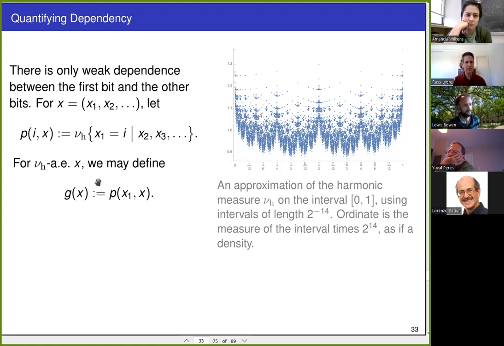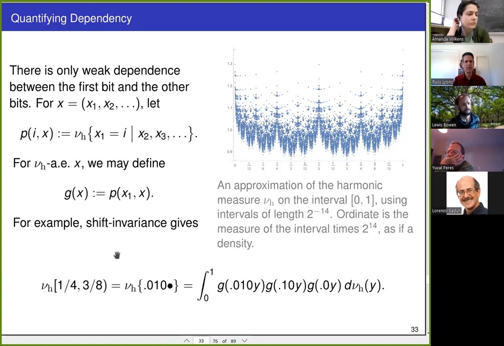In particular, we can take x and replace i by x_1. What's the chance that the first bit is x_1 when you know the other bits of x? These conditional probabilities only make sense for harmonic measure almost every x. We call that g of x. There's a nice relationship between g and harmonic measure.